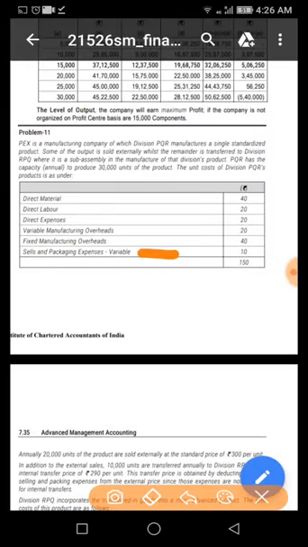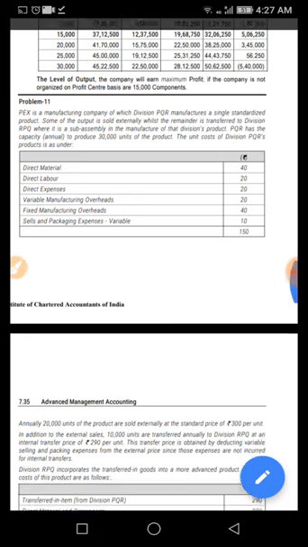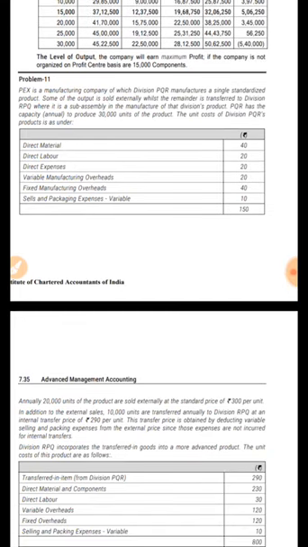This one, sales and package expenses. Okay, so if they are selling it outside, they have to incur these sales and package expenses also, whereas if they are selling internally, they don't have to incur this. That's why they are expecting them to quote the price of 290.